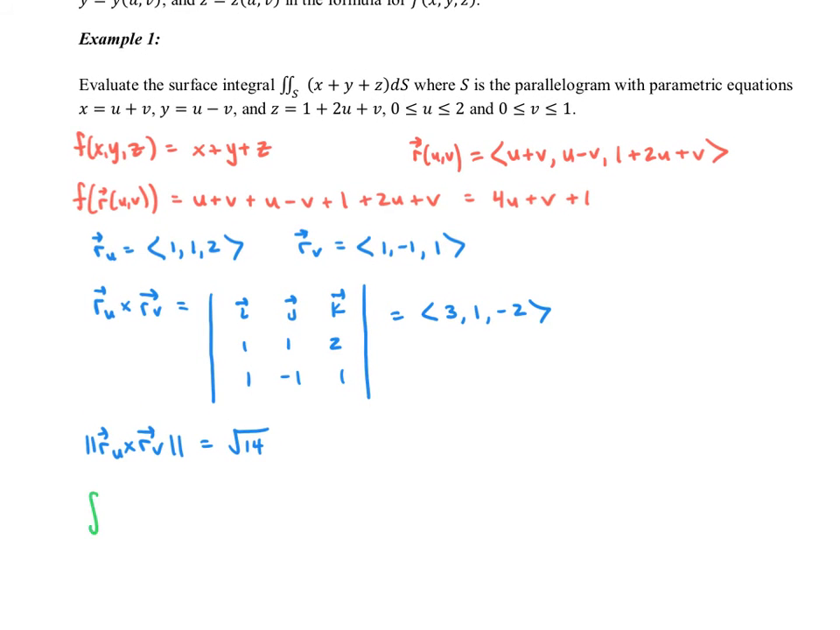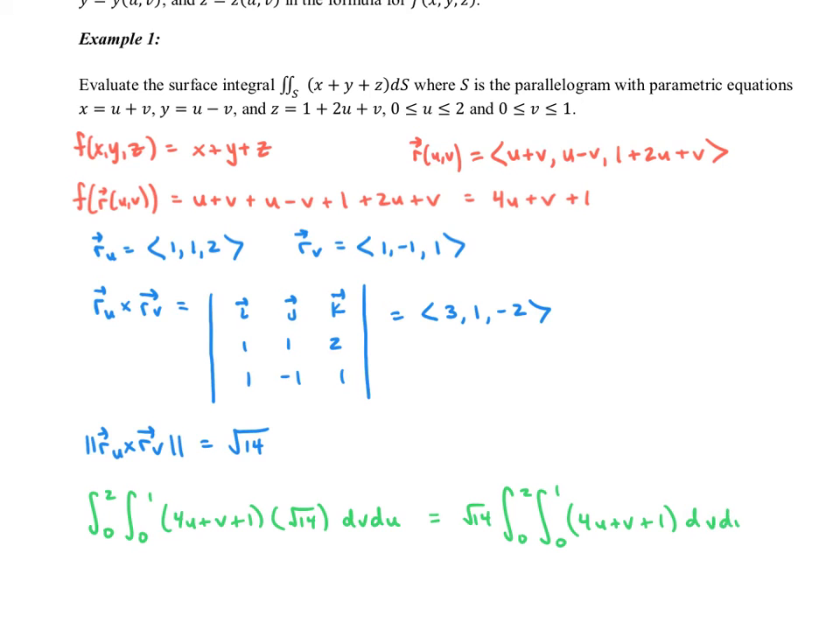We have the integral. Let's put u on the outside. It doesn't really matter much. And then v, which is 0 to 1. And then we have our function, which is 4u plus v plus 1. And then we have the magnitude of the cross product, which is the square root of 14. And then we set it up as dv du. And remember, we could take that square root of 14 out if it's a little easier. We can't split this integral up because the integrand is not multiplied, it's just added, but we can at least get that square root of 14 out of there.